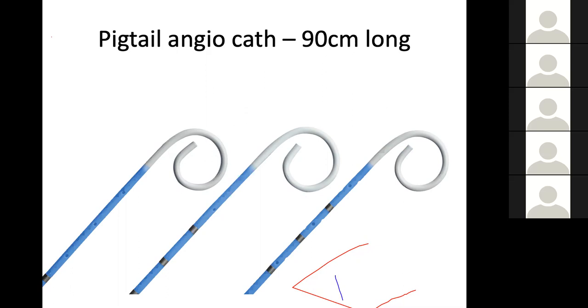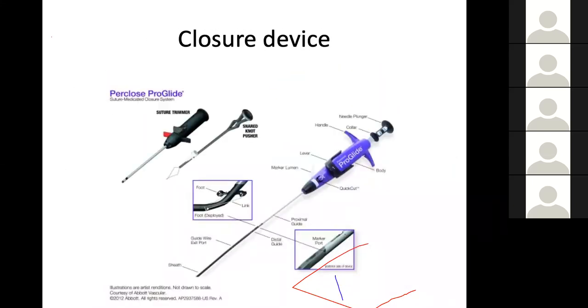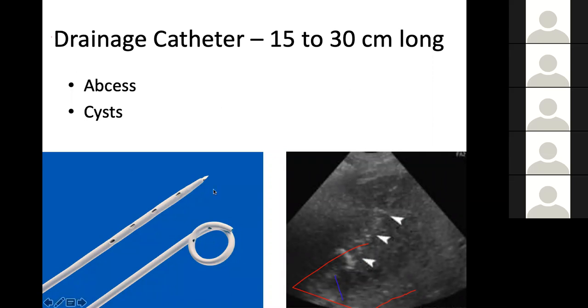There is another type of diagnostic catheter which has a tip which is bent on itself like the pig's tail. Let's just see how it is seen. Pig's tail, and this is known as a pigtail and an angio catheter or an angiographic catheter. The difference between a pigtail angiographic catheter and a catheter which is used for draining abscesses is the length.